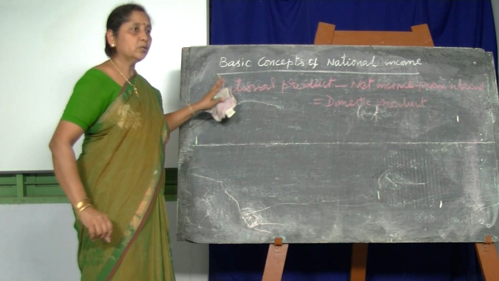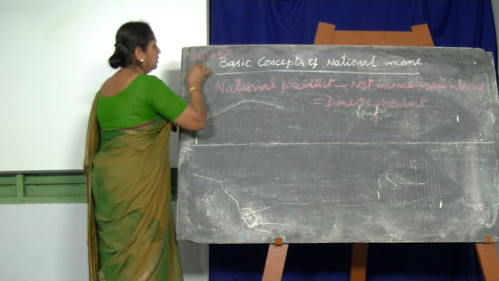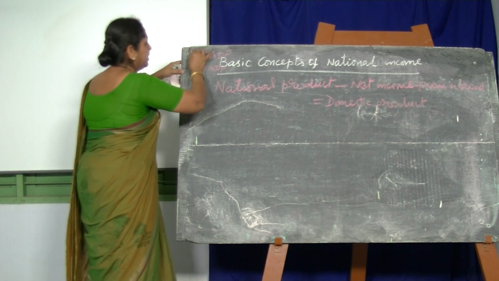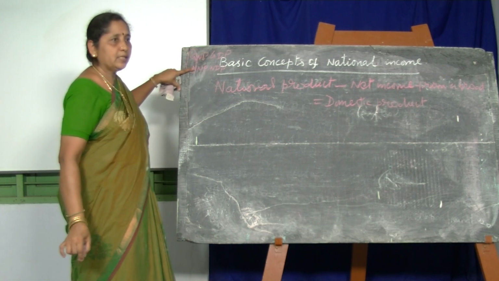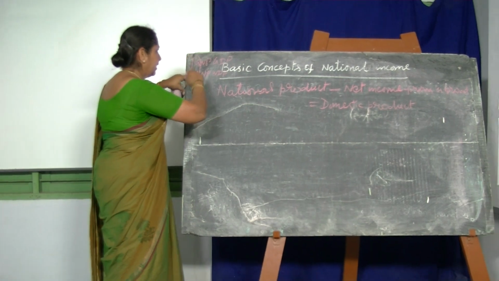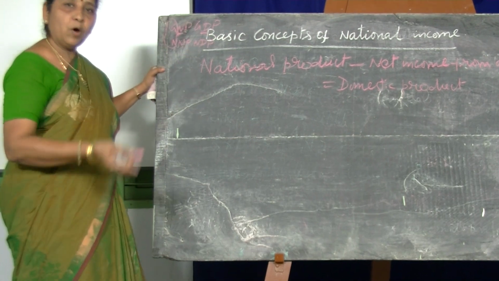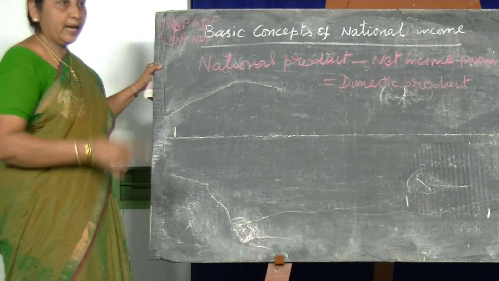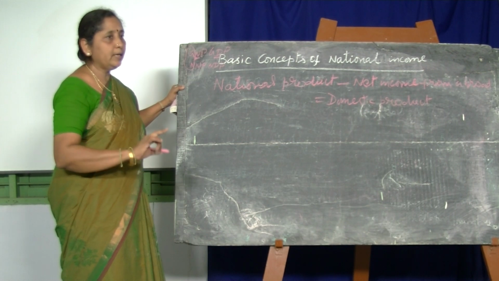Okay, is it clear? So first we saw GNP, GDP, NNP and NDP. First letter we have taken. What makes the difference between gross and net? It is the depreciation that makes the difference between gross and net. The second letter, here it is national product and here it is domestic product. What makes the difference between national product and domestic product? It is the net income from abroad that makes the difference.